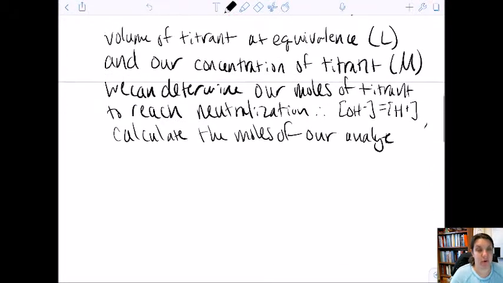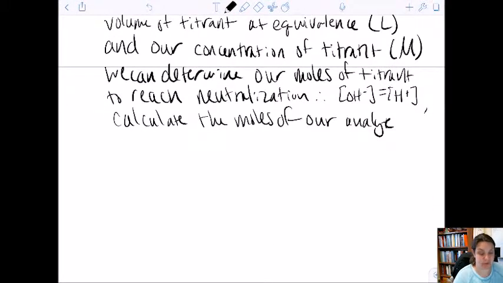So if we have a 1-to-1 mole ratio of H plus to OH minus, so if we have a monobasic base and a monoprotic acid, then our moles of acid will equal our moles of base. If we have a case where we have a dibasic base or a di- or triprotic acid, then we will have to do some additional calculations.